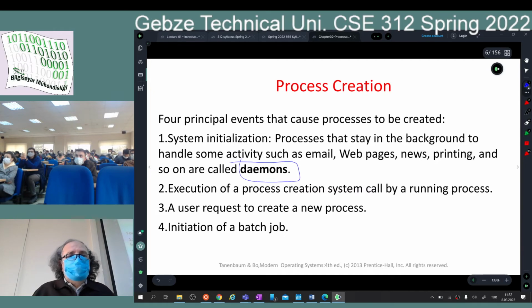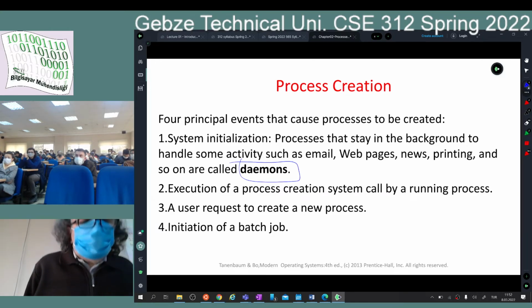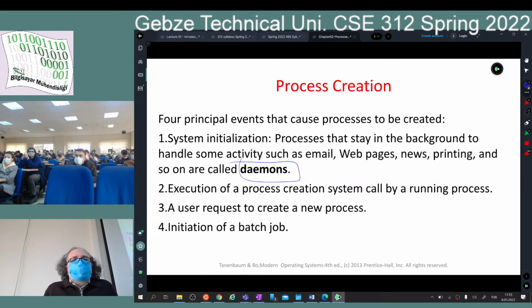Okay. When you have daemons, they usually just sleep. Whenever we need them, they wake up and handle it. So most of the time they are suspended, blocked, waiting somewhere for something to happen. So who is going to let them know that something has happened? Of course, it is the operating system.